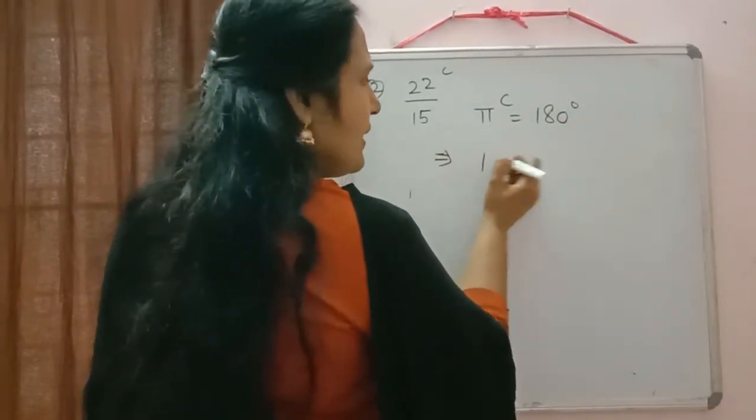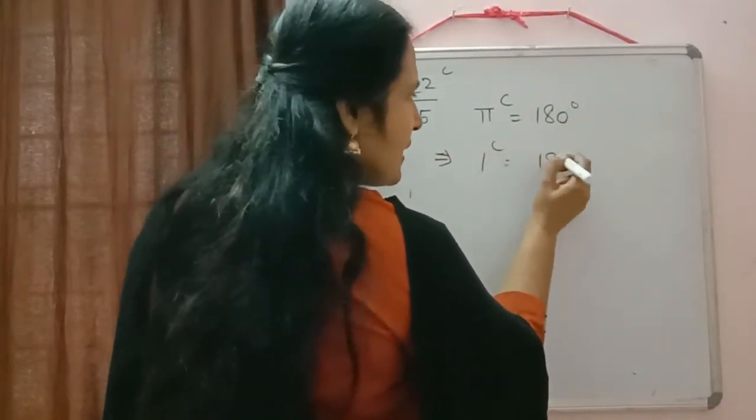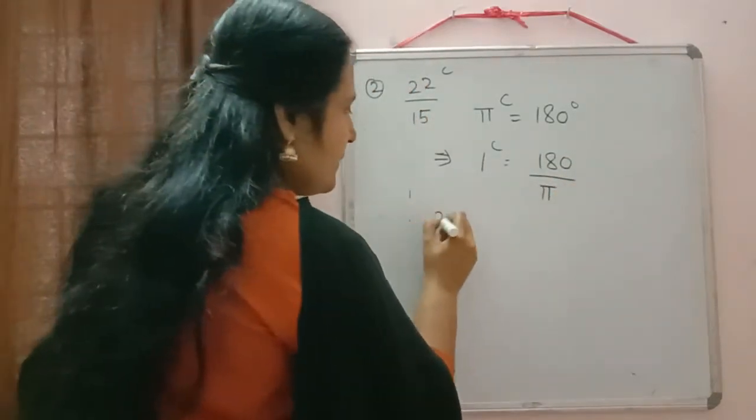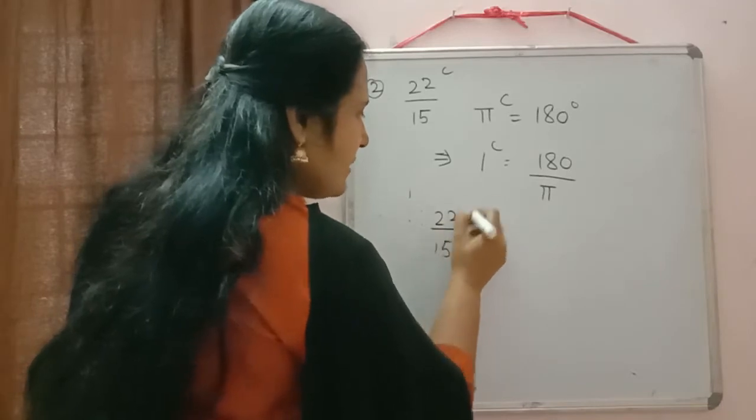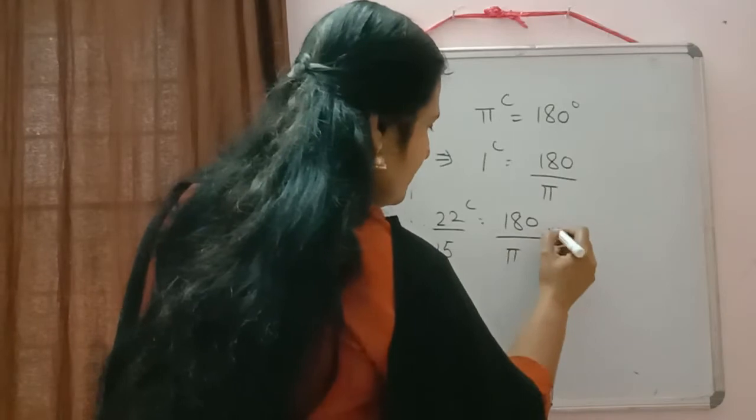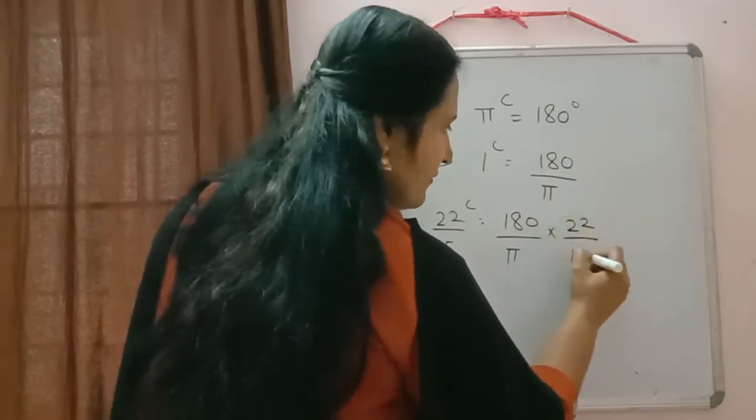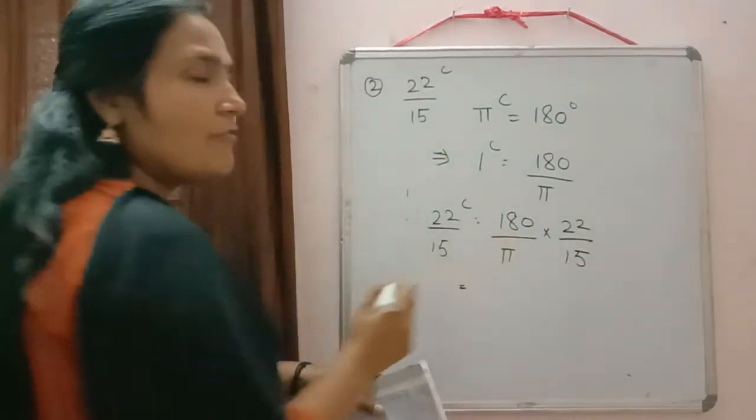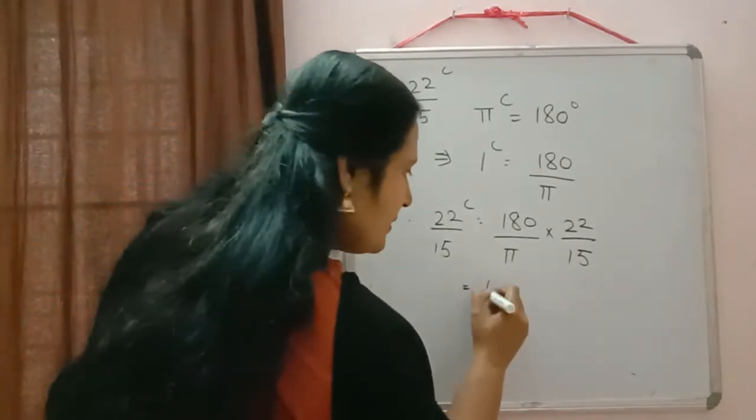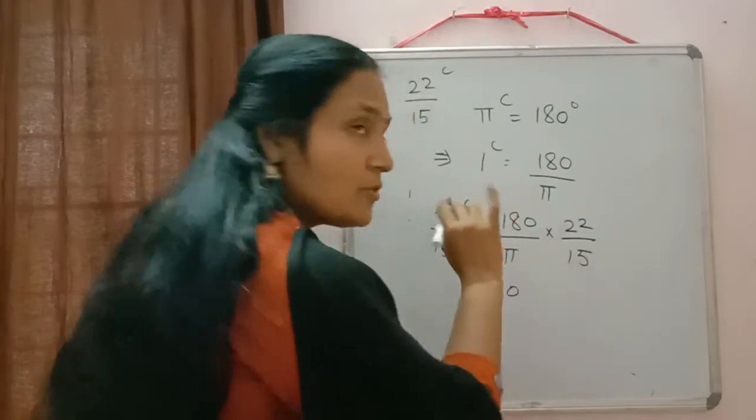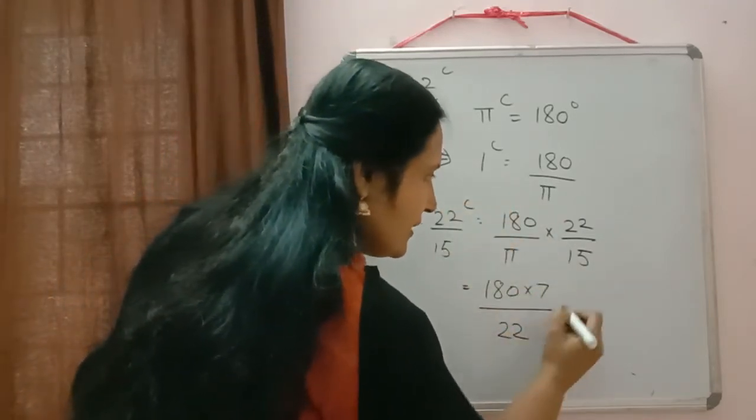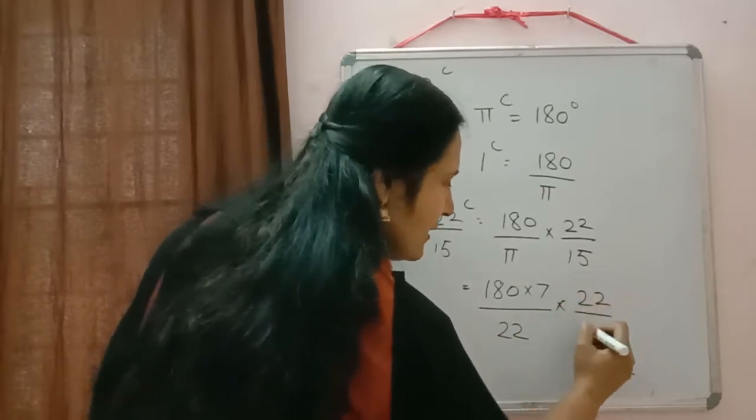So from here, 1 radian will be equal to 180 by pi. Therefore, 22 by 15 radian will be equal to 180 by pi into 22 by 15. Now in place of pi, what will we use? 22 by 7. So 7 will go to the numerator, and I am writing directly 22 into 22 by 15.